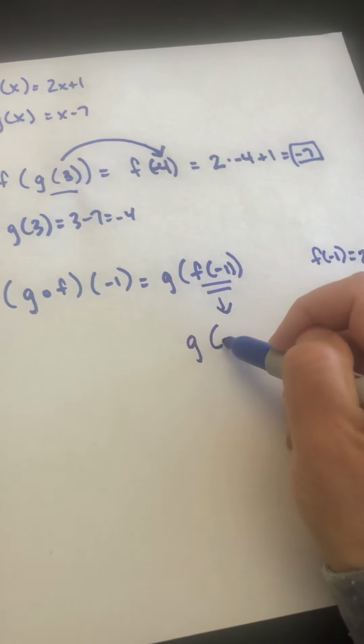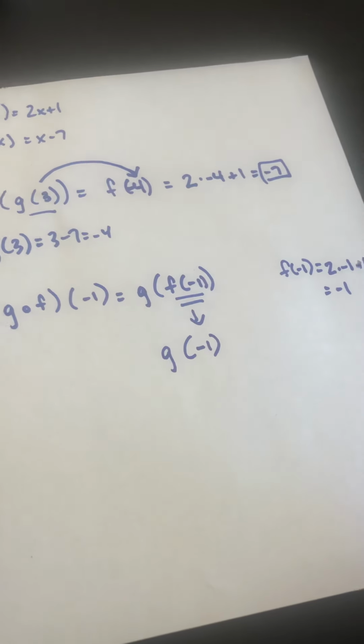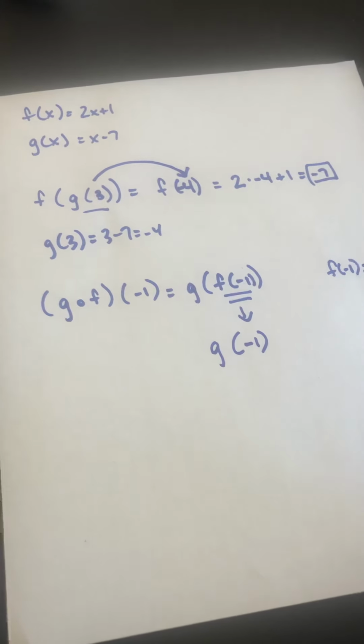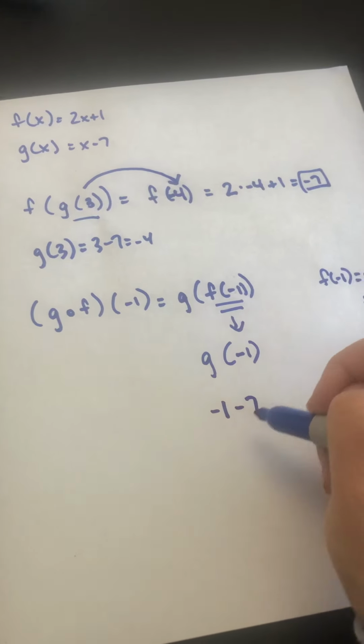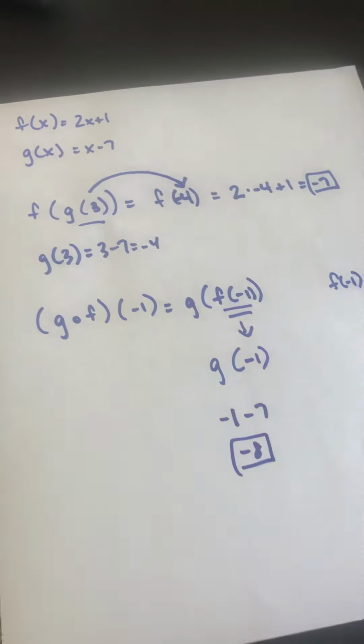So this now becomes g of negative 1. Go to your g function, and wherever there's an x, you're going to put a negative 1 in there. So it's negative 1 minus 7, and you will end up with negative 8.